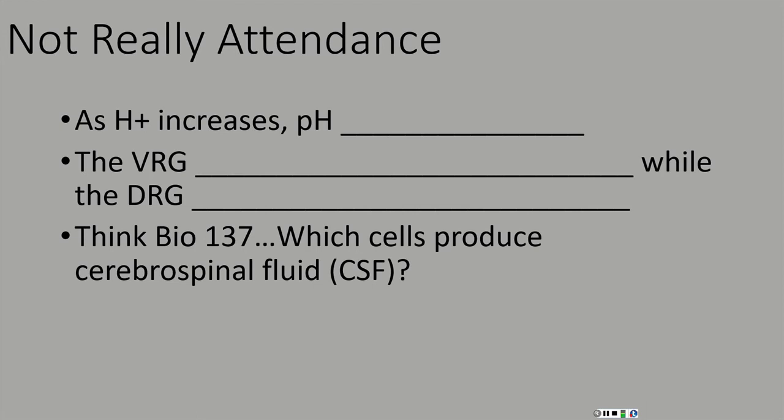The VRG, the ventral respiratory group, sets the respiratory rhythm, and it does that by initiating inspiration and initiating expiration. While the DRG, the dorsal respiratory group, modifies the rate set by the VRG. So the DRG tells the VRG to breathe faster or to breathe slower.